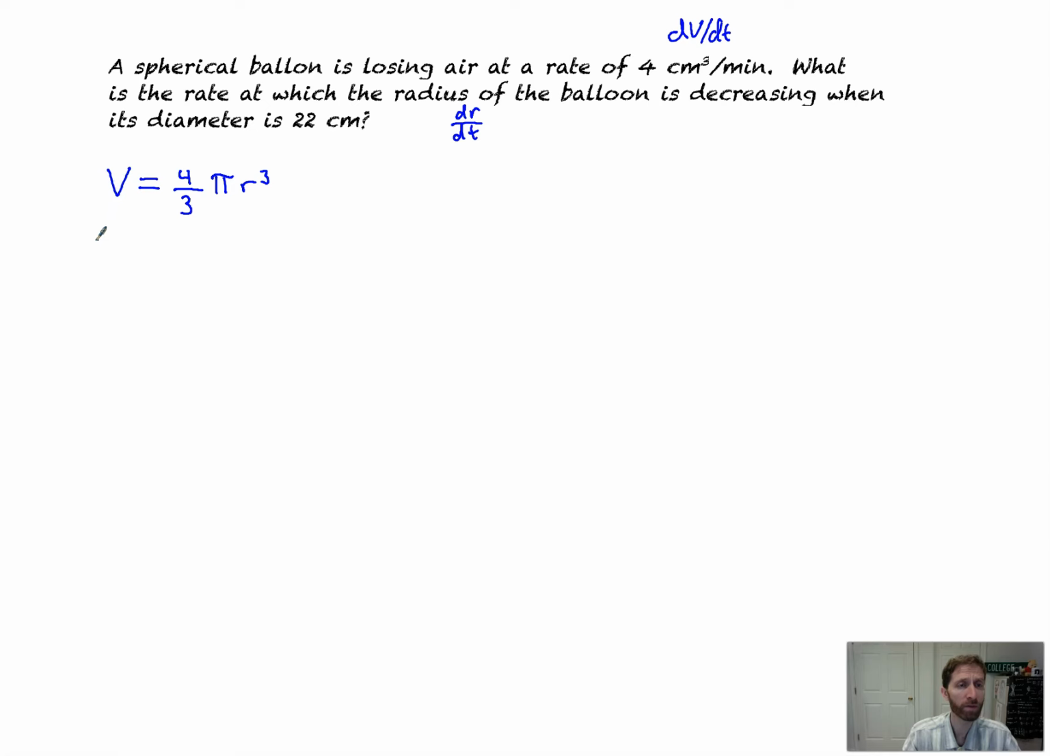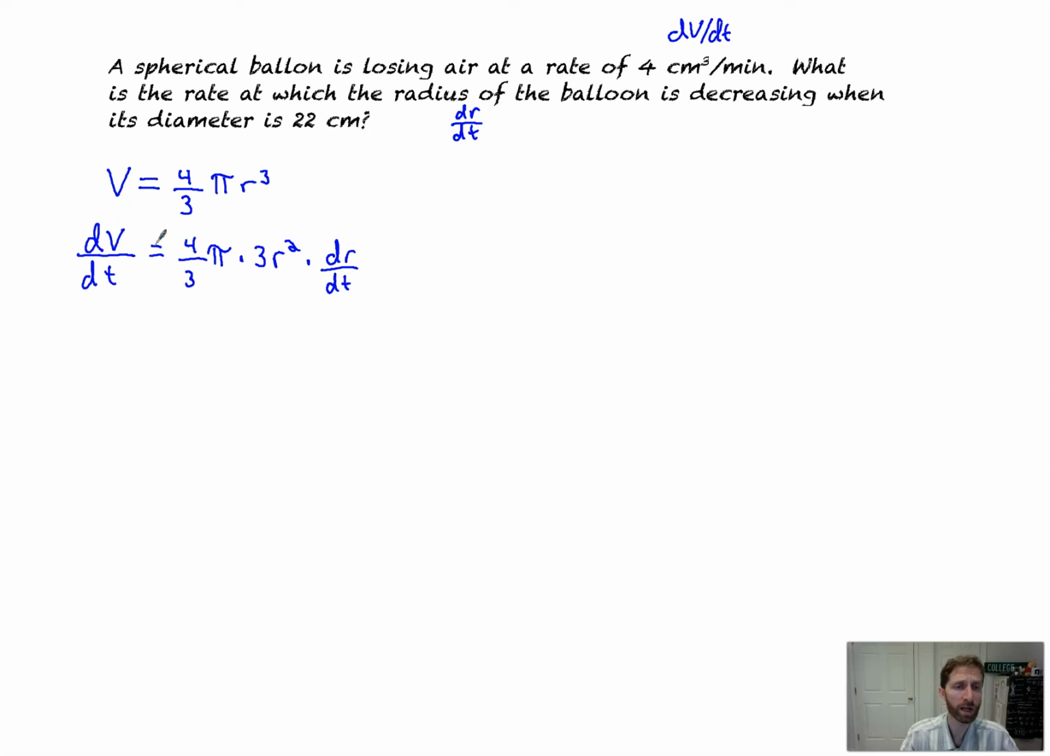The derivative of V with respect to time is dV/dt. The derivative of all this, 4/3 π is just chilling. That's one big coefficient. So you're really focused on the derivative of r³, which is 3 times r², don't forget about the chain rule there, times dr/dt, or r′(t). Right there you have it. Remember, r is with respect to time.